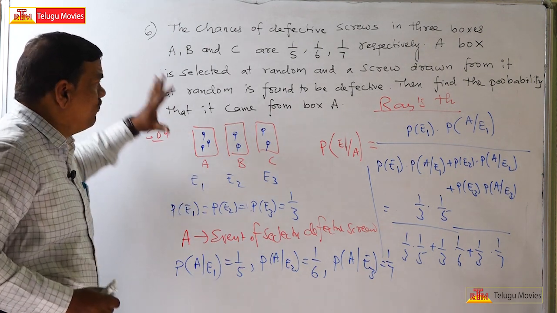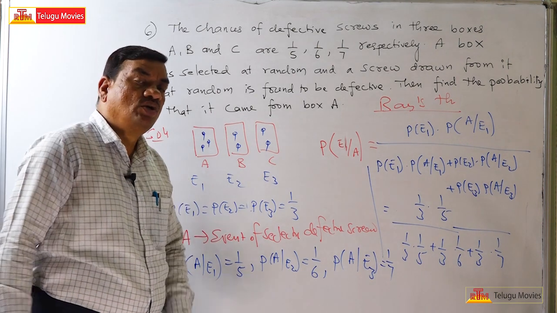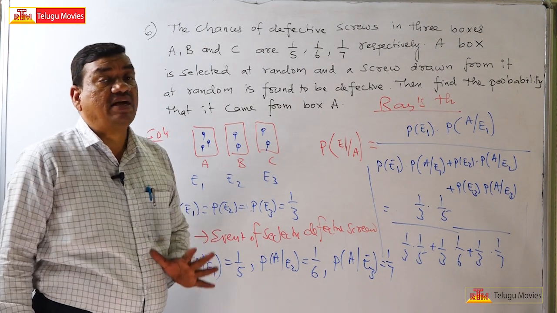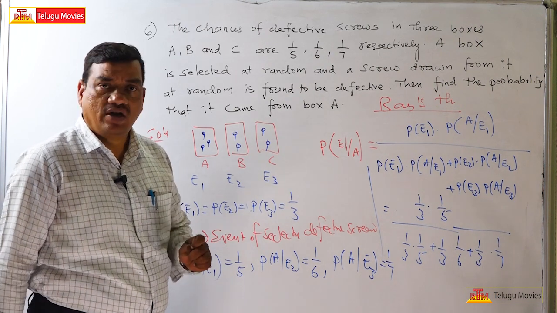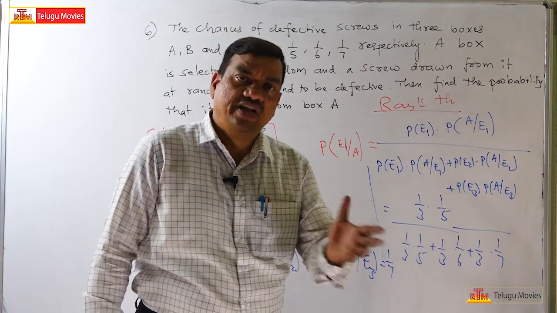So this is a very nice problem, a totally direct Bayes' theorem problem. In JEE Mains examination sometimes direct problems also come. I hope that you understand this solution. So let us move to the next problem.